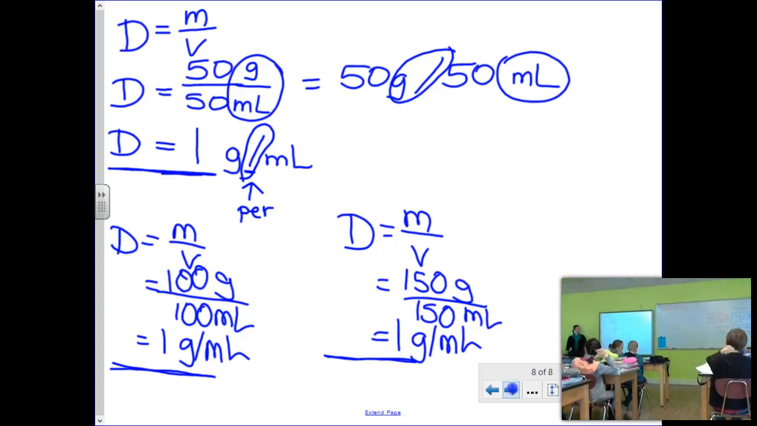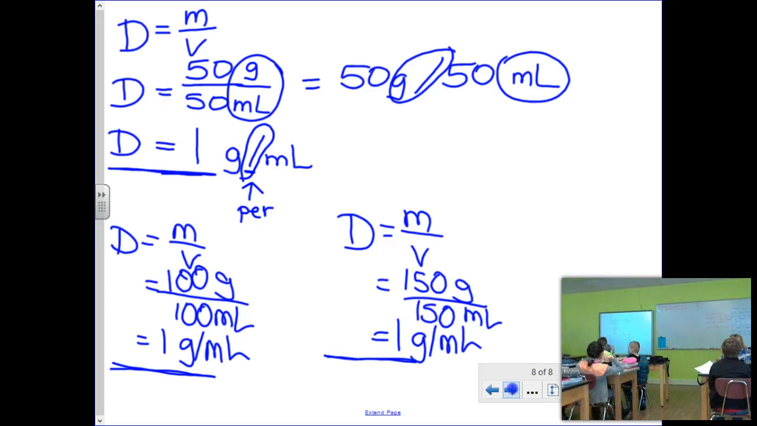So what we're seeing is that the density of water, no matter how little or how much we have, will always be 1. If I have a huge swimming pool filled with water, the density will always be 1. If I calculated the density of an entire swimming pool of water, it would be 1. Or if I calculated the density of the water in an eyedropper, it would be 1. And we'll get to that next week. Ocean is going to be a little bit different.